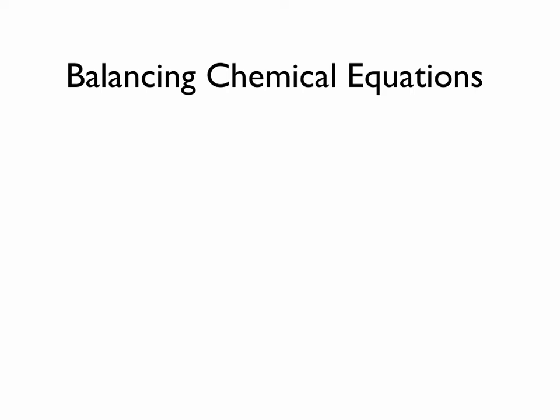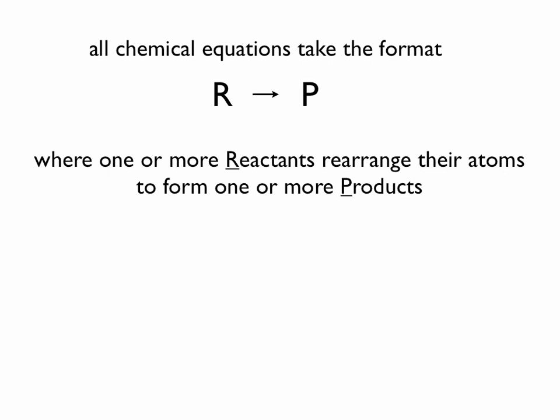This mini lecture is on balancing chemical equations. All chemical equations take the format reactants, then a reaction arrow, and products on the right side of the reaction arrow. This is where one or more reactants rearrange their atoms to form one or more products. All chemical reactions take this format.